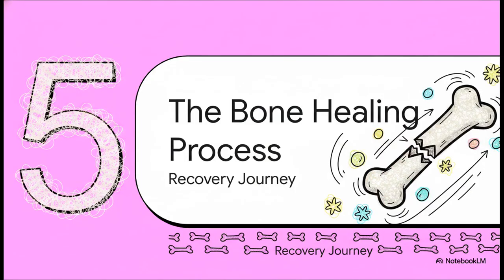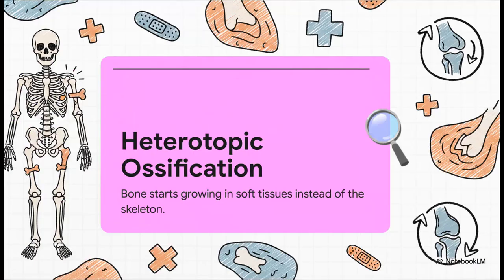Finally, we arrive at our last segment, Section 5, the bone healing process. Surprisingly, healing can sometimes go terribly wrong. A fascinating and frankly really painful example of this is heterotopic ossification. This is when bone literally starts growing where it absolutely shouldn't, like inside muscle tissue or soft tissues, instead of staying within the skeleton itself.